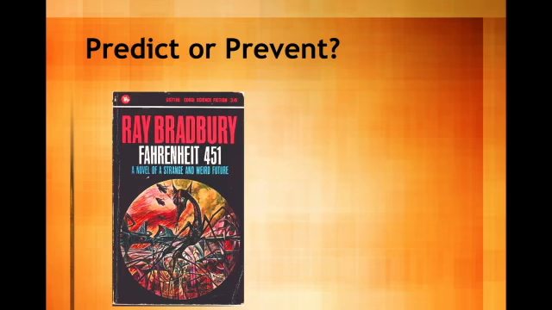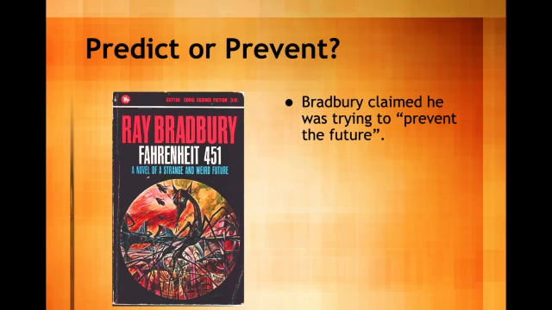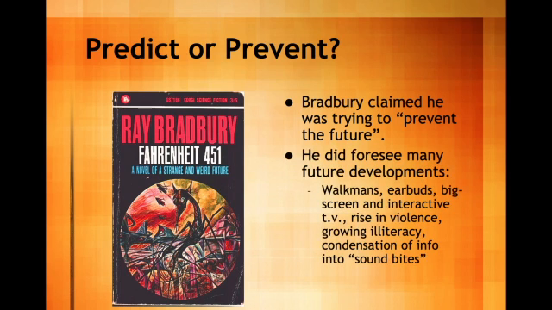So then we wonder, with the story of Ray Bradbury, is it a prediction or a prevention of something? Well, Bradbury claimed he was trying to prevent the future. He did foresee many future developments while he was writing. For example, he saw the future of Walkmans, where people would have radios or music that they could take with them. Earbuds, where you could just listen to the music on your own and not have others hear it. Big screen and interactive TVs. The rise in violence, the growing sense of illiteracy, and condensation of info into just sound bites.